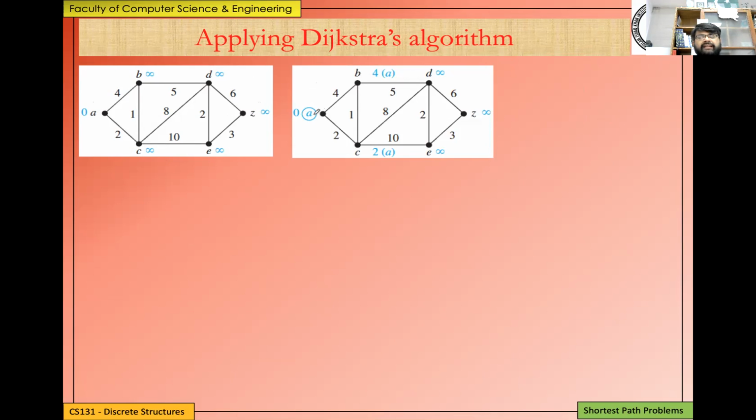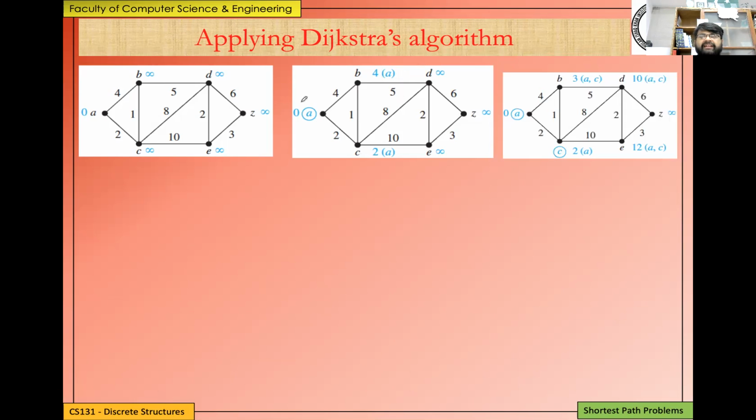And we know that for the shortest label from this point, there are two possible candidates. You can reach B through A by using distance 4. You can reach C through A using a distance of 2. So through A means that now you've got 4A here and 2A.